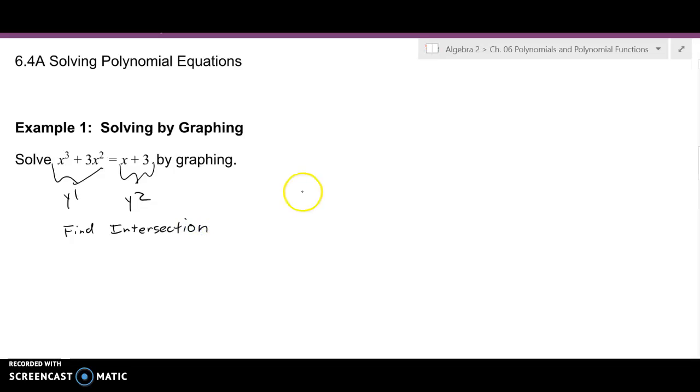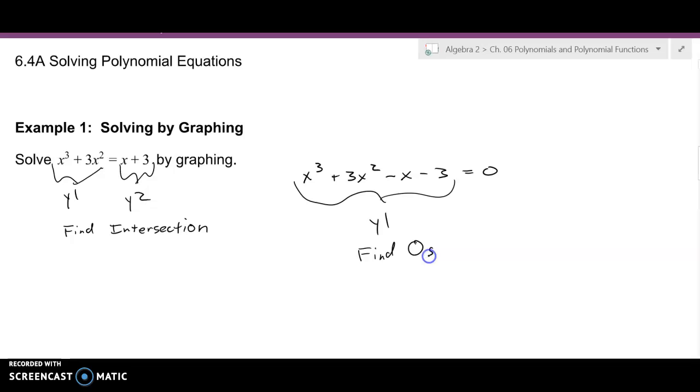A second way, you could put everything on one side, make it x cubed plus 3x squared, excuse me, minus x. See, mistake. Minus x minus 3, and then it equals 0. So you'd put this into y1 and then find zeros. Either way you do it, you're going to end up with the same number, so it doesn't really matter. But that's what we're going to do. So I'm going to do the first option. And let's look for the intersections.